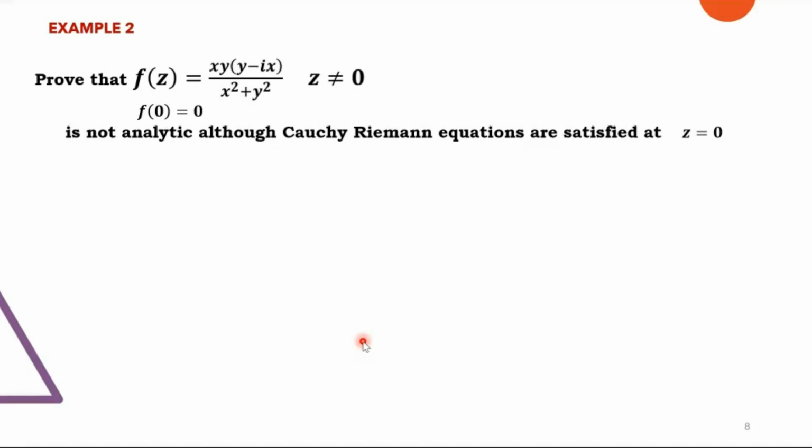Okay. The next example, f of z is (xy squared minus i x squared y) upon (x squared plus y squared), z not equal to 0, and f of 0 equal to 0. Same type, it's not analytic, even though the CR equations are satisfied at z equal to 0.